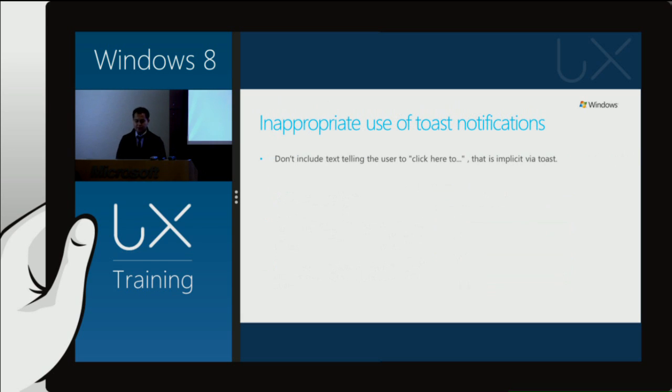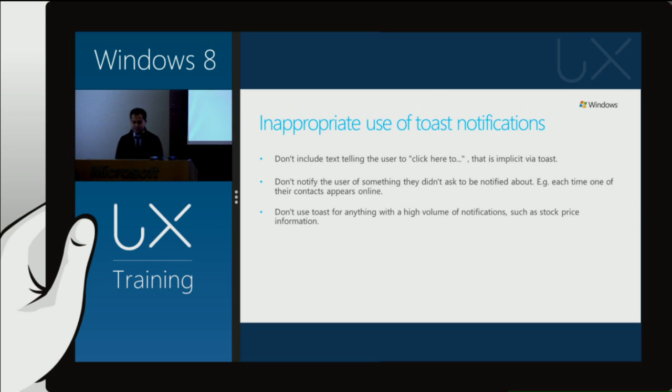Inappropriate uses of toast notifications. Don't include text telling the user to click here. Through direct manipulation, and as you've heard before, what people expect and anticipate is that all types of content can be tapped or clicked on, so there's no need to tell people to tap or click here. Don't notify the user of something they didn't ask to be notified about. Let them opt into it.